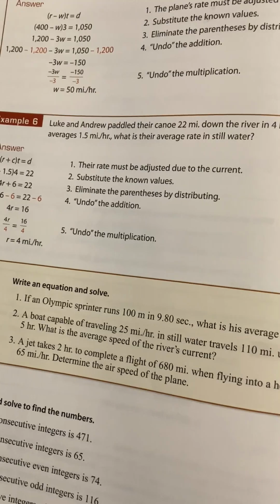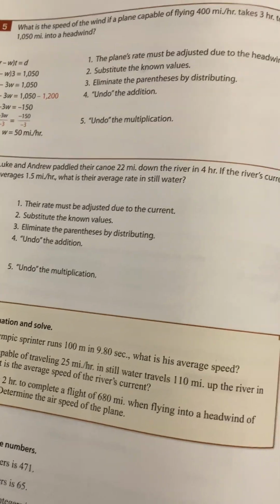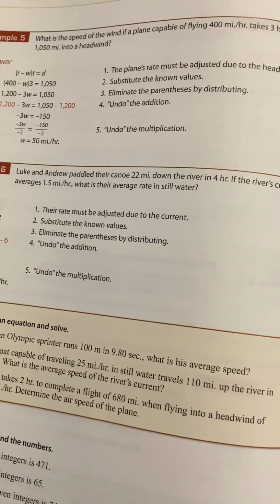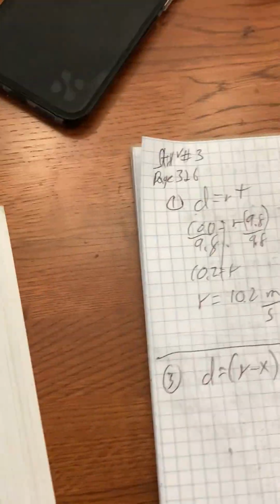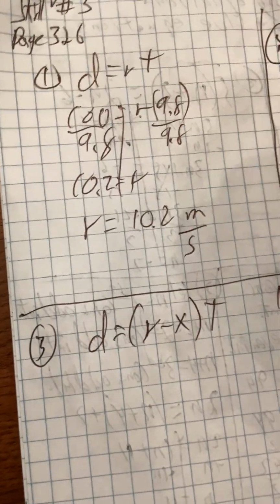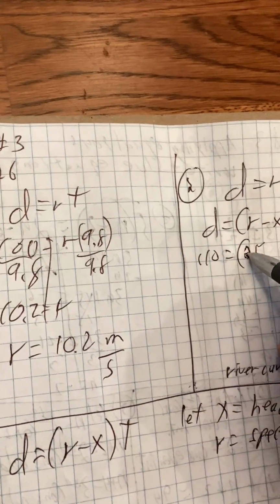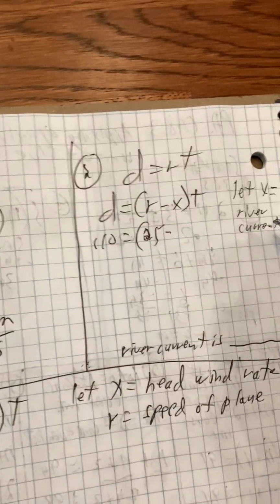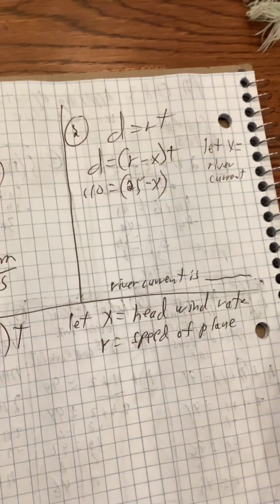Number 2, you're in a boat. It can go 25 miles per hour in still water. It's going 110 miles upriver in 5 hours. What's the rate of the river? So it's going 110 miles. In still water it's going 25 miles per hour. We don't know, X is going to be the current, the river current. We don't know what that is. And you're doing this in 5 hours.